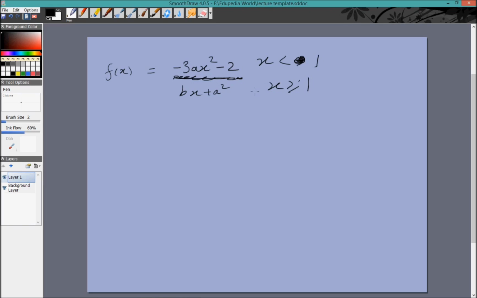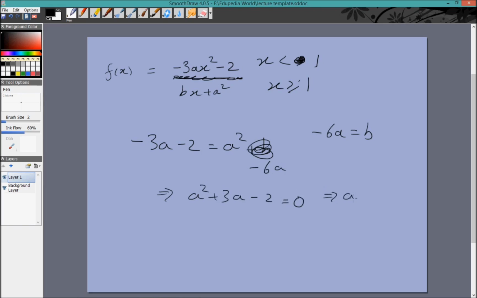So first of all, if this is differentiable, then it has to be continuous as well. So at x equal to 1, they both are the same. So minus 3a minus 2 is equal to a square plus b. Also the derivative is the same, so minus 6ax is equal to b, putting x equal to 1. So b I can immediately replace as minus 6a. That gives me a square plus 3a minus 2 equal to 0, which gives me a equal to 2 or 1. So again the answer for B is also P and Q.